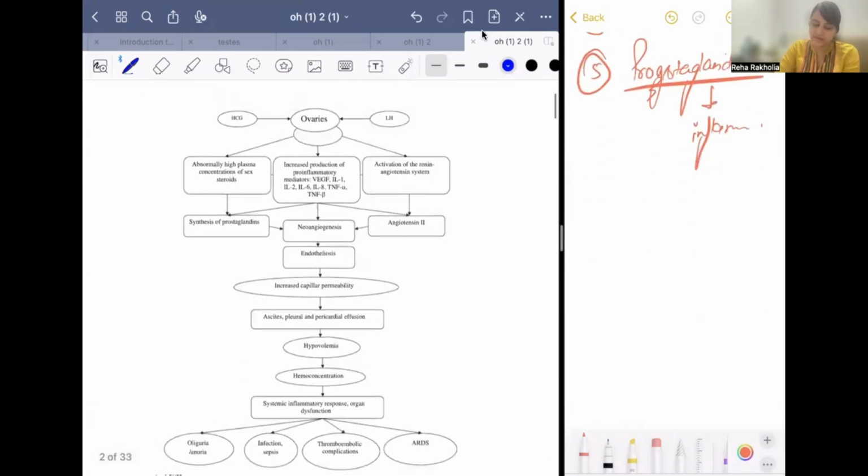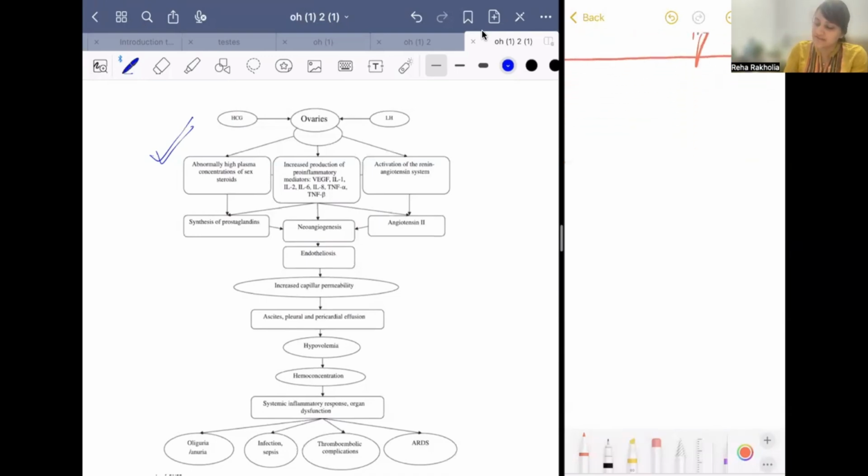Now we'll talk about this diagram. OHSS can be mild, moderate, severe, or critical. Severe forms can lead to complications like fluid accumulation in the lungs, pulmonary edema, blood clots, kidney failure, and even life-threatening conditions if not managed. Understanding the cause and mediators of OHSS is essential for clinicians to prevent and manage it effectively. Now, this diagram explains the entire process of OHSS.